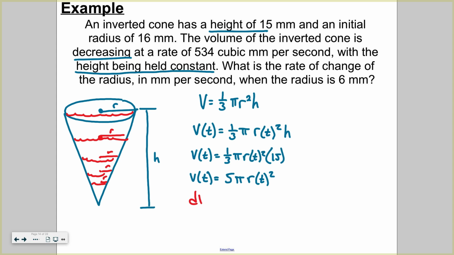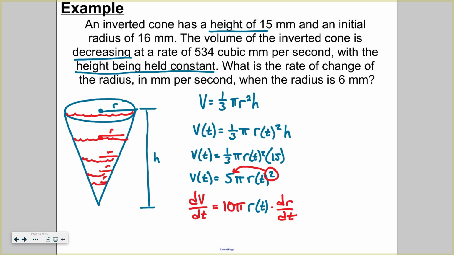So we're going to have dv over dt is equal to, remember power rule and chain rule here. Power rule says we're going to take the 2 times the 5 pi, which is going to give us 10 pi. We're going to subtract 1 from the exponent, so we're going to have just 1 r of t. And then we have to multiply by the derivative, dr dt.